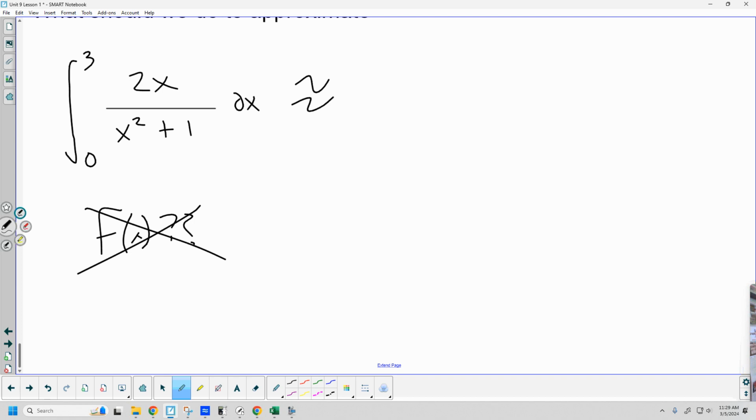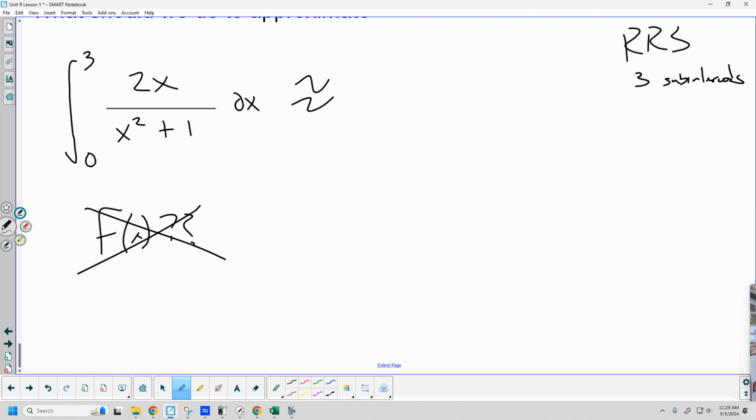Okay, let's say I want you to use a right Riemann sum to approximate this. Let's say I want to use a right Riemann sum with 3 subintervals. Yep. You don't want to use 6. That'd be a lot of work. Because more would be a lot more.